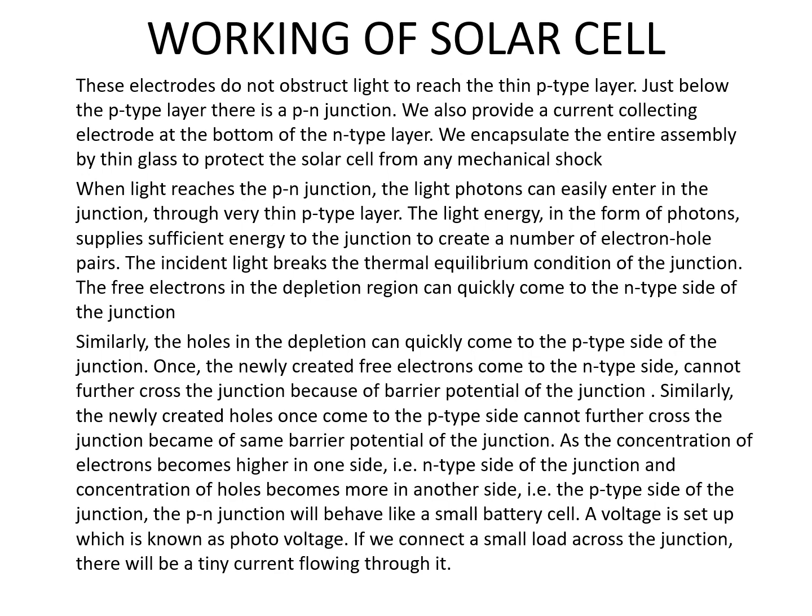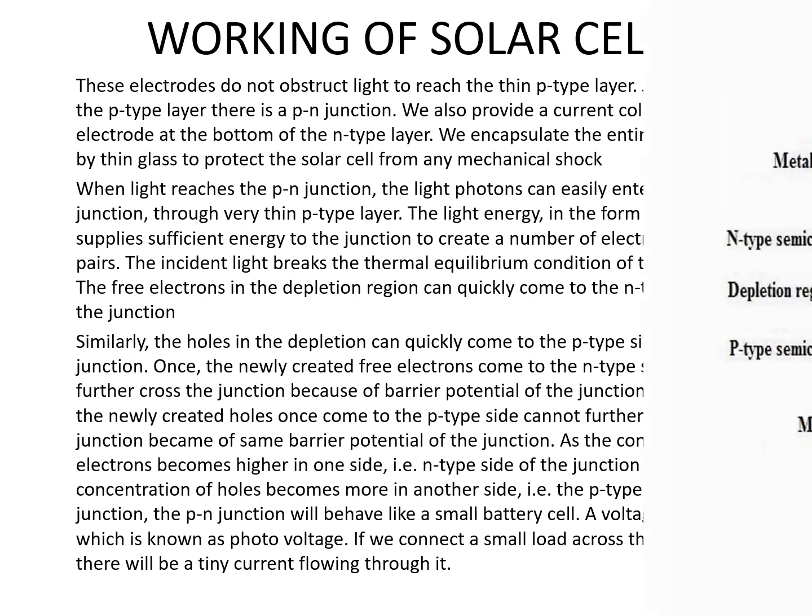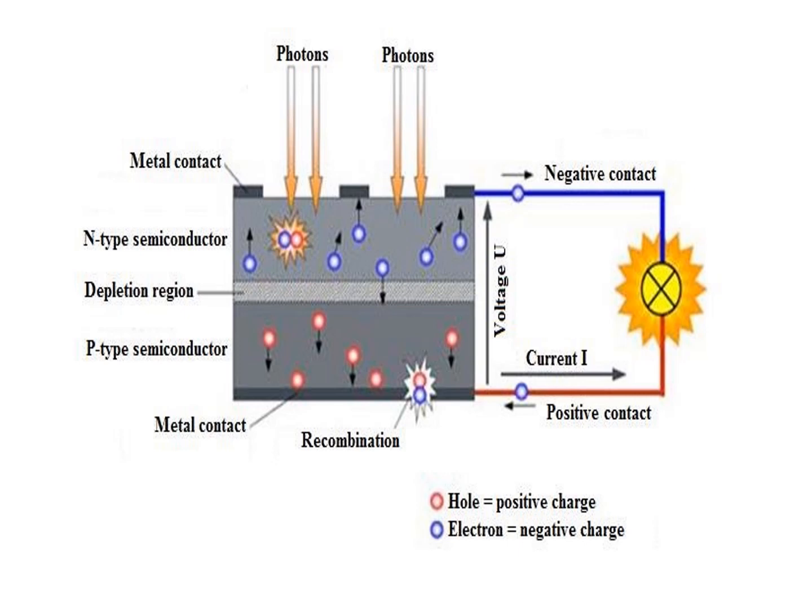A voltage is set up which is known as the photovoltage. If we connect a small load across the junction, there will be a tiny current flowing through it. So this is the diagram which shows the working of the solar cell. Here we have the metal contact, N-type semiconductor, P-type semiconductor. Between N and P-type we have the depletion region. And we have photons, and we have the voltage and current passing through it.